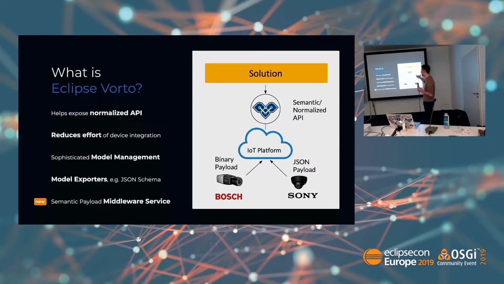Again, if we look at the picture on the right-hand side, we have two cameras again, but in this case we only have one channel of communication to our solution, which is normalized through this Vorto semantic API. Even if we added more cameras from different vendors and manufacturers, it would only take very little effort to normalize this payload to the Vorto payload.